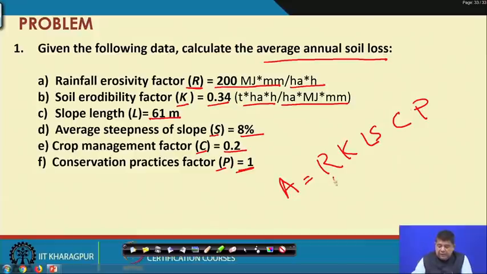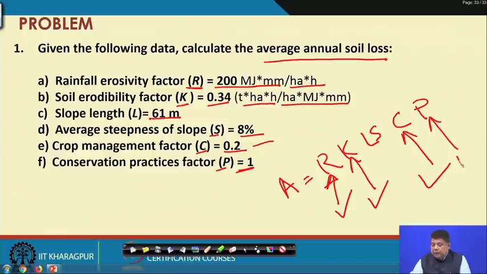So, obviously, here R is given, K value is given, C value is straight away given, and P value is given. For the LS factor, we have L and S known. As we saw, either we have to use the relationship we saw for the LS factor, or we can use the standard tables to obtain the LS. So, the only thing we have to determine, knowing L and S, is the value of the LS factor. If we can obtain that, we will be able to solve this problem.